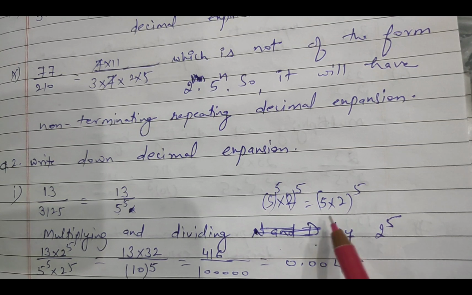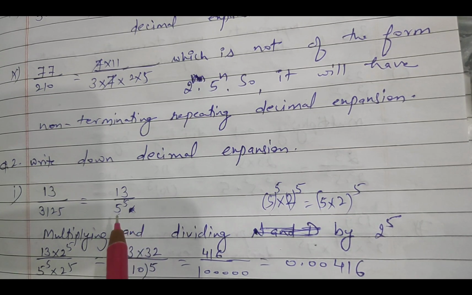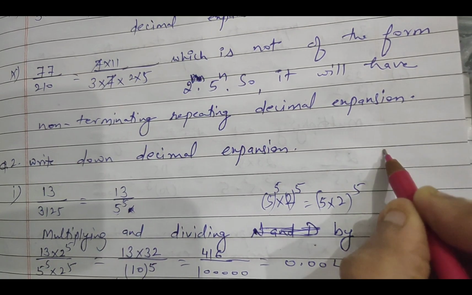Because when in the denominator there are zeros, I know very well that by counting the number of zeros I can put the decimal over there in the numerator. I have learned this method.